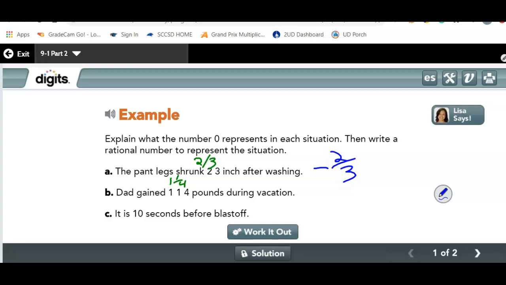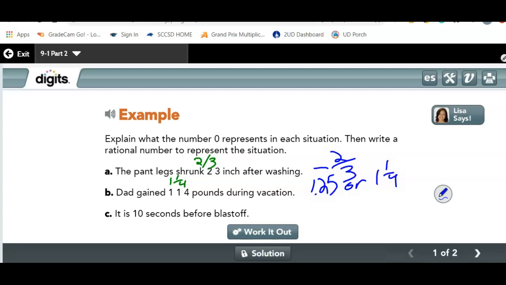Okay. Dad gained 1 1/4 pounds during vacation. Drew. Okay. It could be that is the same number. You could have 1 25/100 or 1 1/4. It's the same thing. It's just a positive number, because you gained, you're going to increase. Okay, what would 0 represent in this situation? Nathan? The weight he was before vacation. Exactly, the weight before vacation would represent 0.